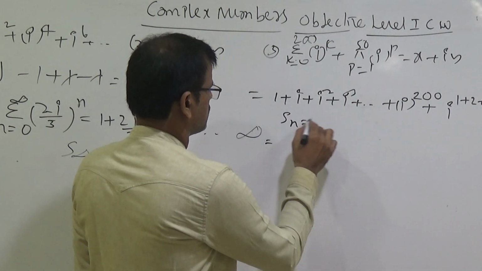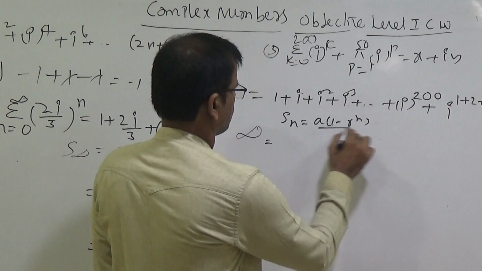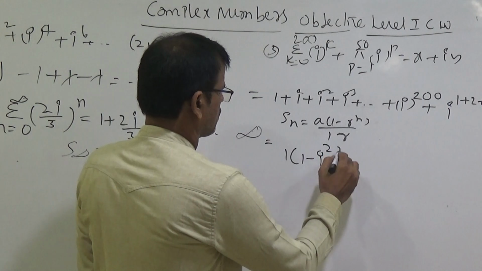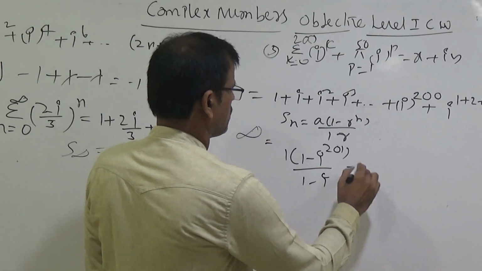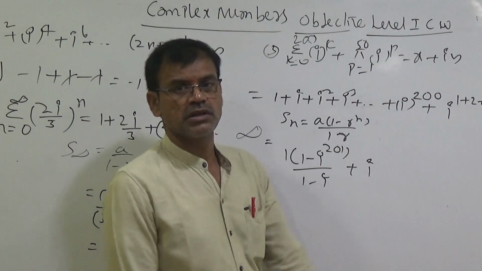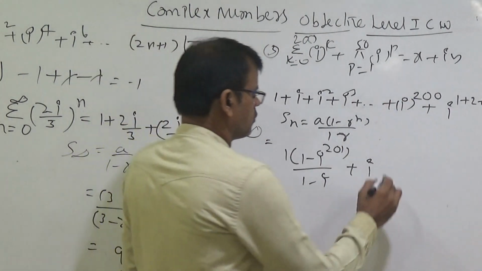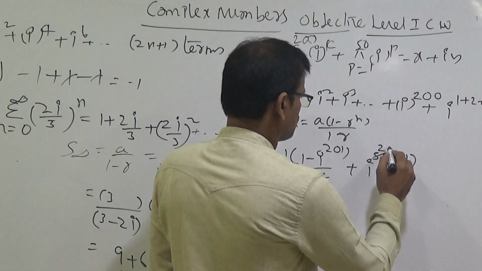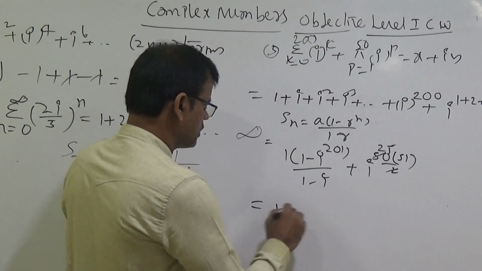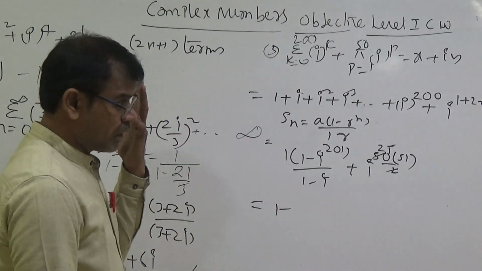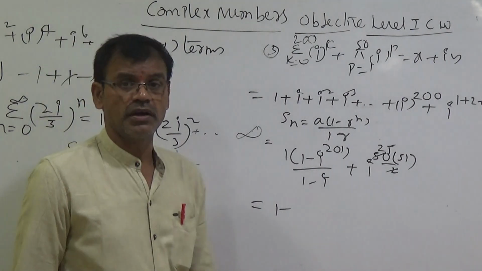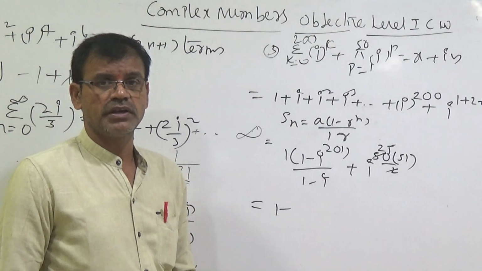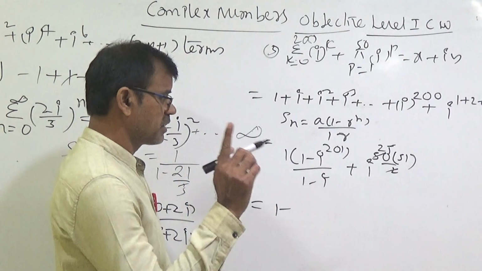Write the formula Sn is equal to a into 1 minus r power n by 1 minus r. So 1 into 1 minus i whole power 201 by 1 minus i, plus i power 1 plus 2 plus 3 plus so on until 50. So this is 50 into 51 by 2, dividing by 2, 25 times 1 minus i whole power 201. I power 201 can be understood as i power 200 into i. I power 200 can be written as i square whole power 100, i square is equal to minus 1 whole power 100, which becomes plus 1.